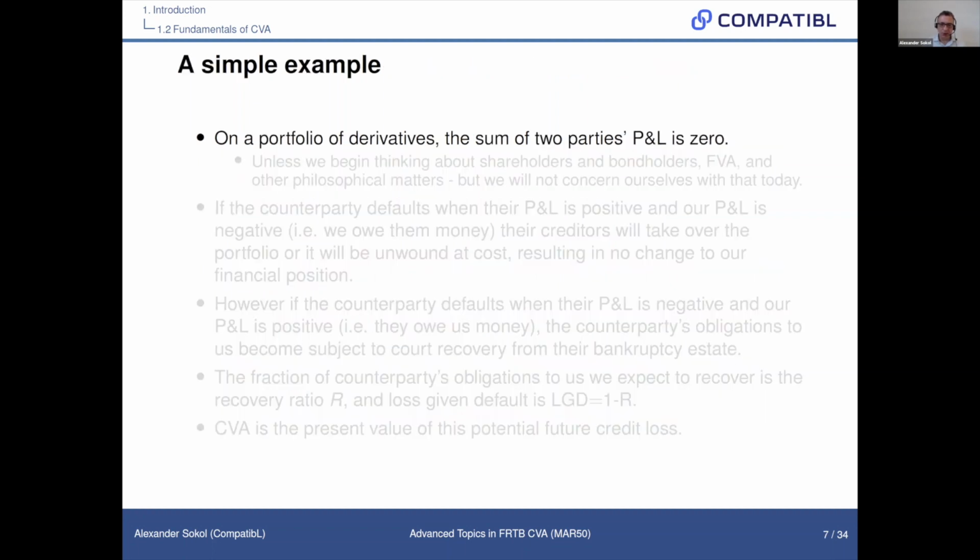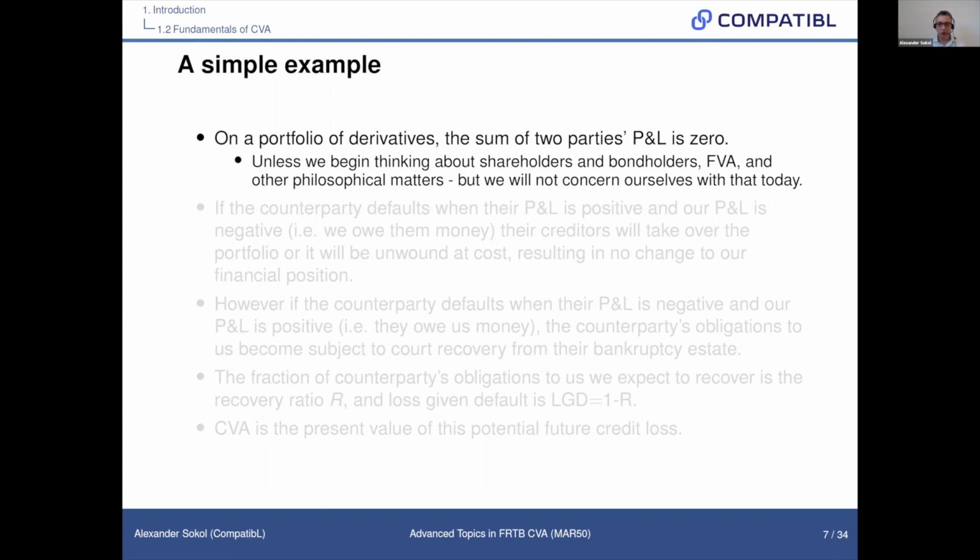Okay, so a simple example. On a portfolio of derivatives, the sum of the two parties' P&L is 0. So it's a zero-sum game. I enter into a swap with you, your loss is my gain, and vice versa. Well, the caveat: unless we begin thinking about higher matters, right? Shareholders, bondholders, risk transfer between shareholders and bondholders, value transfer, funding value adjustment. Everybody, I'm sure, has heard this over the past 5 years at every conference, about 10 presentations, and other philosophical matters. So we will not concern ourselves with that today.